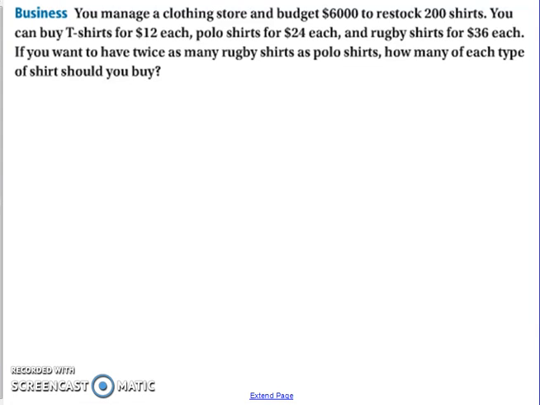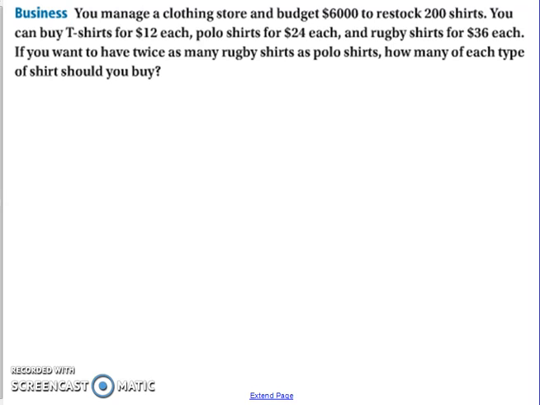So since we have money and we have a number of shirts, that's going to be two separate equations. We're going to have an equation for money. We're going to have an equation for the amount of shirts. So it says you can buy t-shirts for $12 each, polo shirts for $24 each, and rugby shirts for $36 each. So we want to have twice as many rugby shirts as polo shirts. So how many of each type of shirt should you buy?